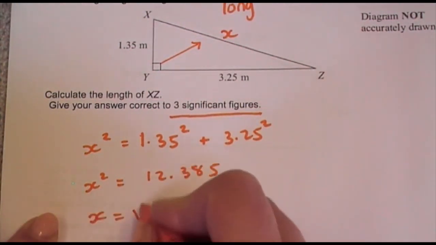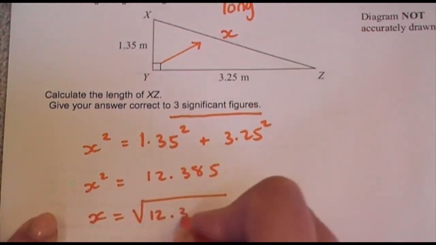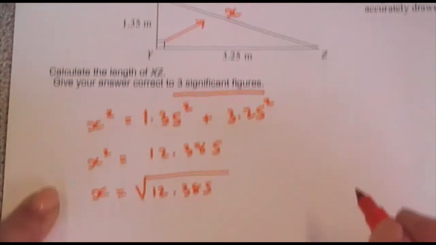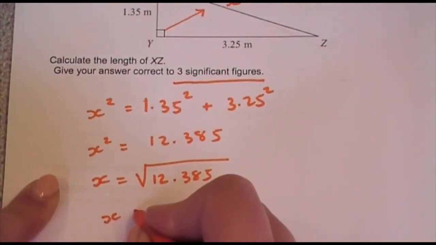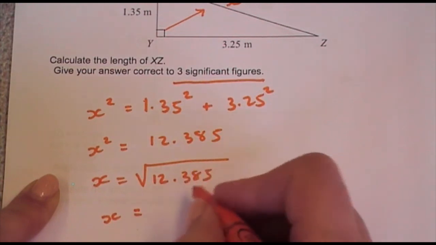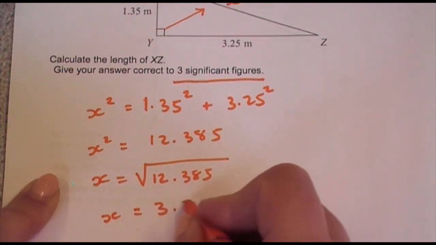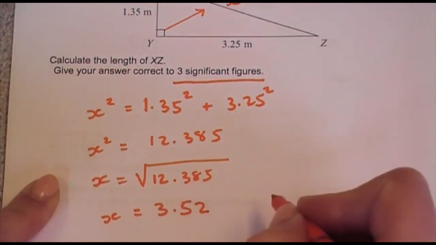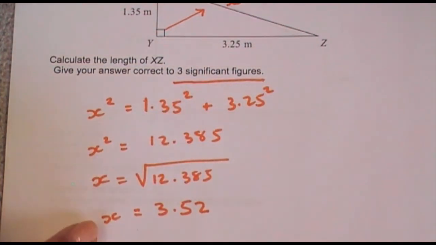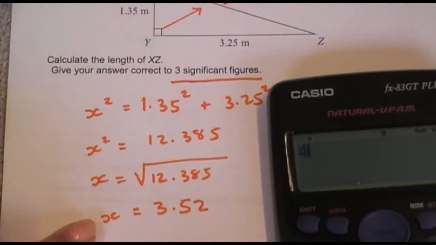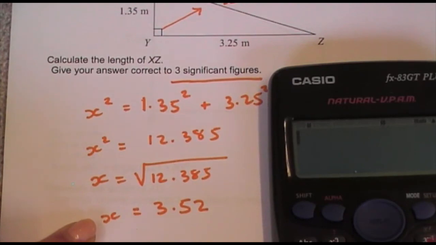That means x has to be the root of 12.385, and therefore x equals 3.52. But I've taken that off the mark scheme. Let's see what the calculator says, because there's going to be rounding issues to deal with here.